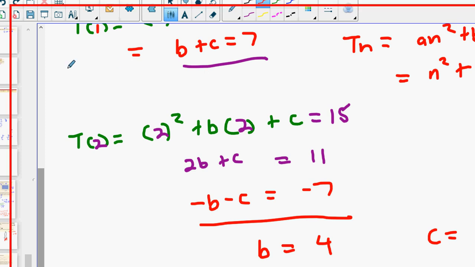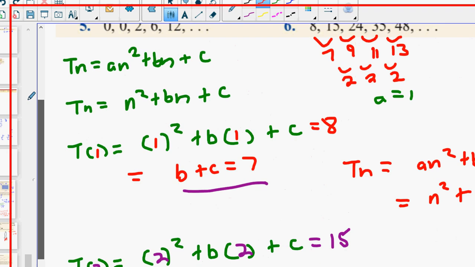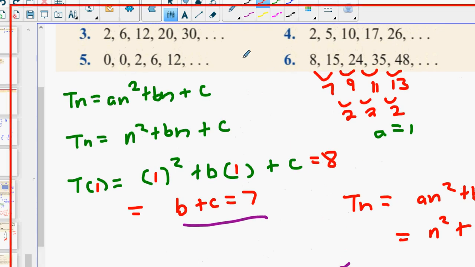I always think I'm wrong. So, T1, 1 squared 1, 4 times 1, 4. 1 plus 4 plus 3, 8. Check out 2. 2 squared, 4. 4 times 2, 8 plus 4, 12. 12 plus 3, you got the right formula.